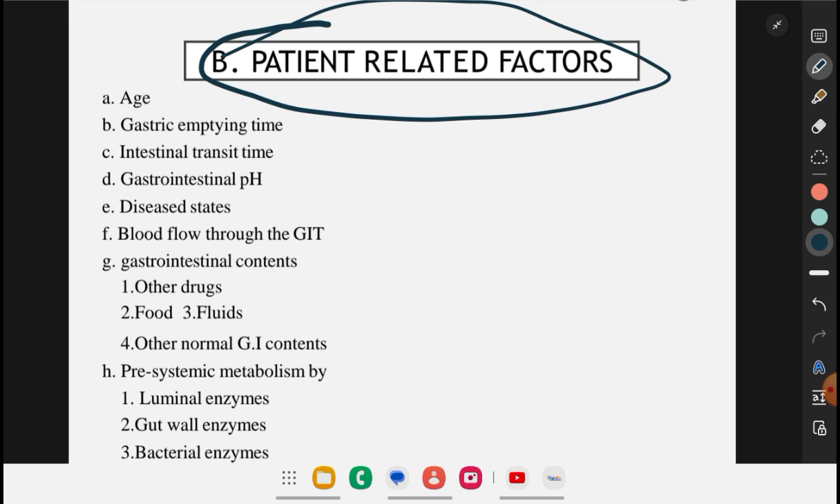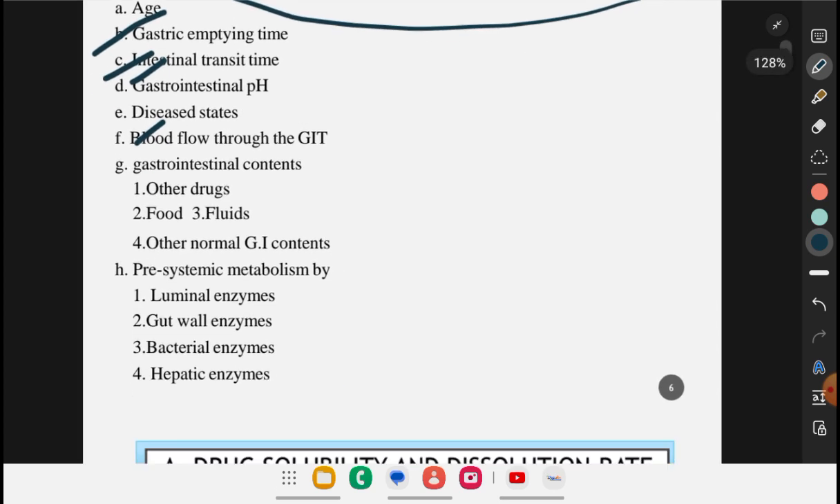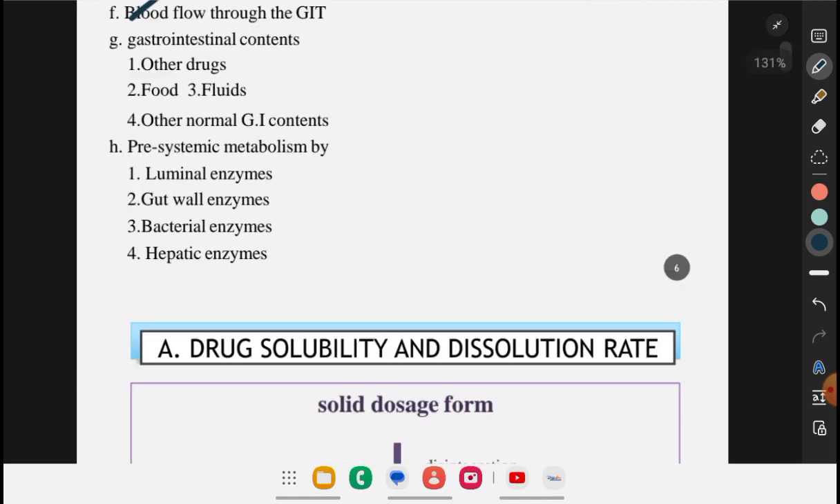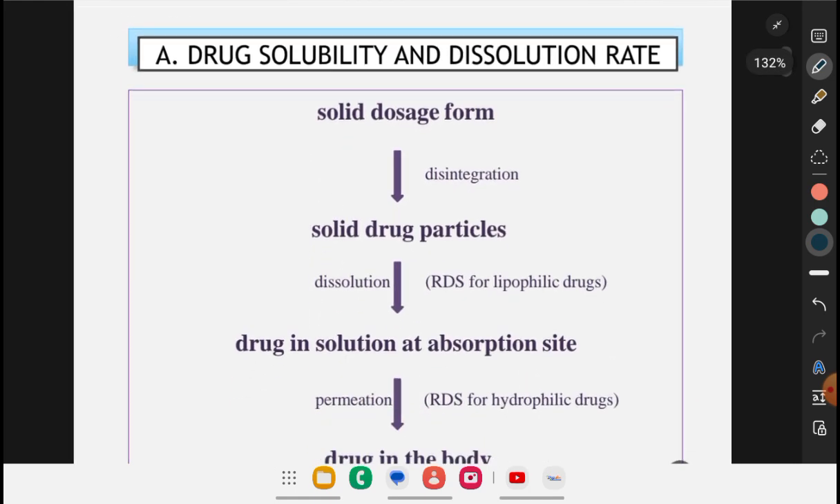Then some factors are also patient related factors. In that you can see age, gastric emptying time, intestinal transit time, gastrointestinal pH, disease state, blood flow through the GIT, gastrointestinal contents like other food, drug and food fluid, etc. Normal GI content, and pre-systemic metabolism sometimes occurs because of luminal enzymes, gut wall enzymes, bacterial enzymes, or hepatic enzymes.